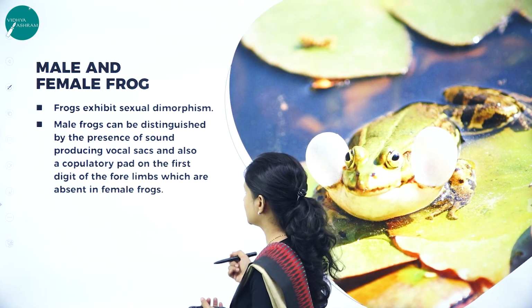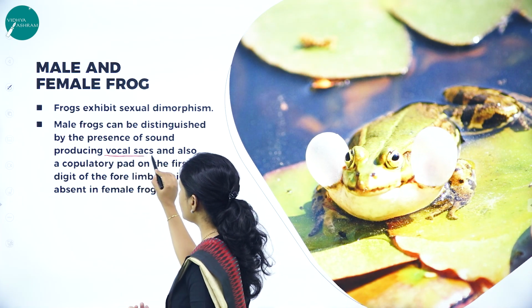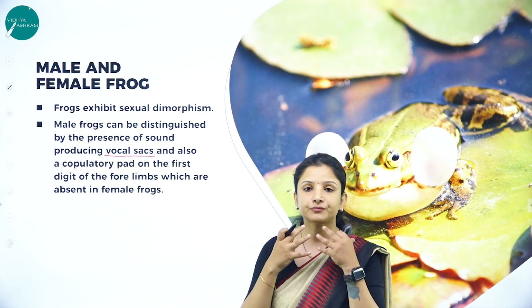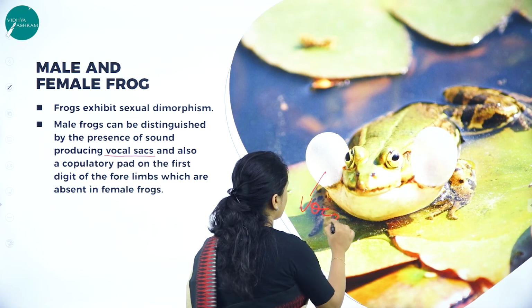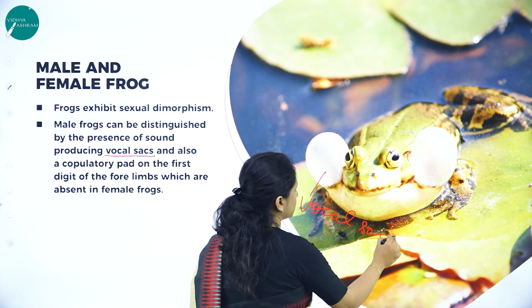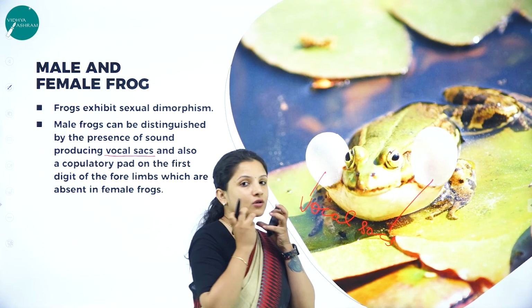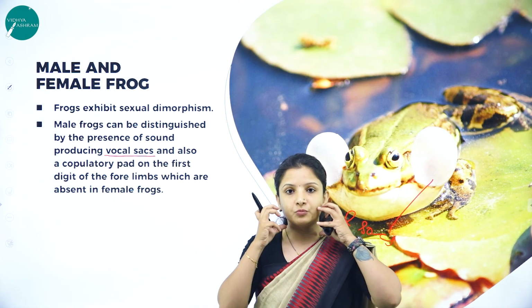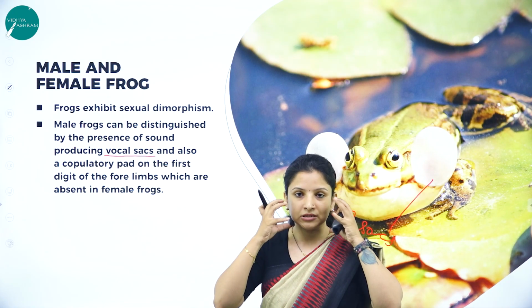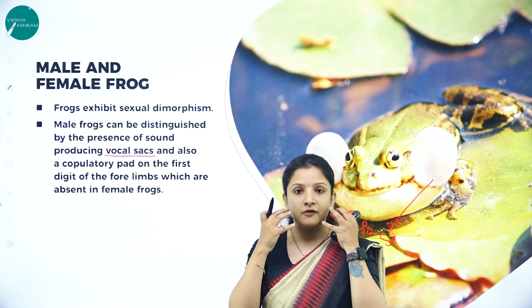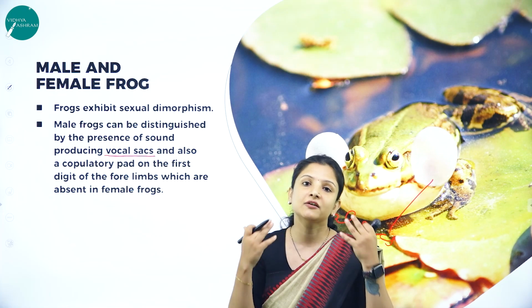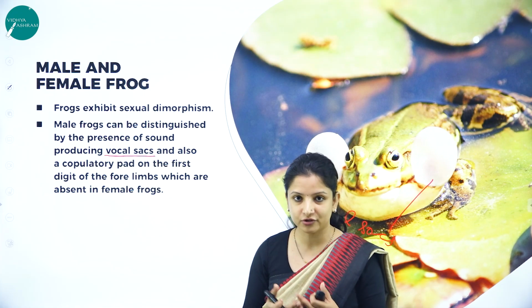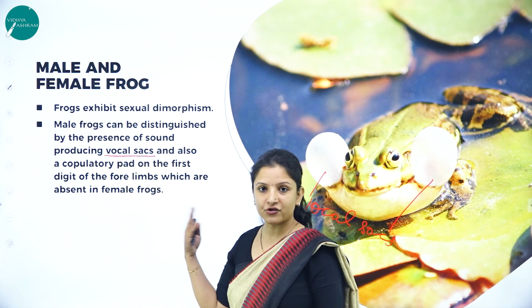They have special sound producing structures called vocal sacs. These are the two vocal sacs that they have. When they croak, the vocal sacs bulge and make a sound which is heard at far distances, and the louder the sound, the more easily the female gets attracted to the frog. So that is their way to attract a female.